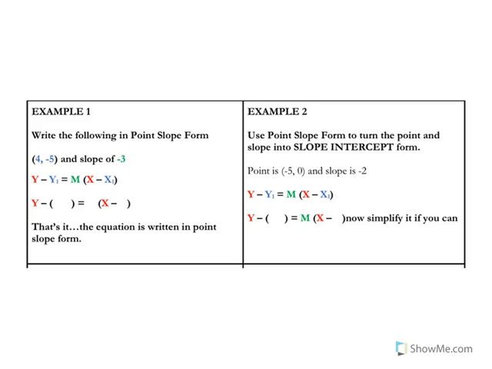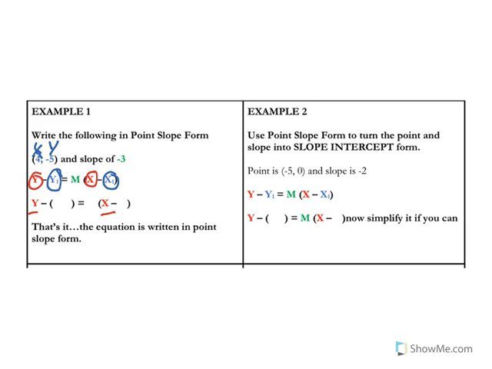Let's look at example 1. We're going to write the following in point-slope form. So as you can see, we have the red y and the red x, and they stay exactly the same. Then we go to the y1 and the x1, and we know that the second number is always the y and the first number is always the x.